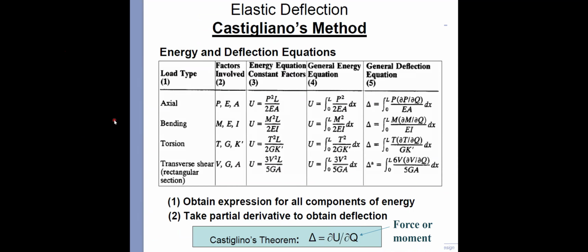Okay, so now we're gonna discuss the deflection of the helical spring. If you still remember the energy method, it's called Castigliano's theorem. We can get the deflection if we take the derivative of the energy with respect to the factor Q. It can be force or moment, and we can get the deflection. Hopefully you can still recap the content of this theory.